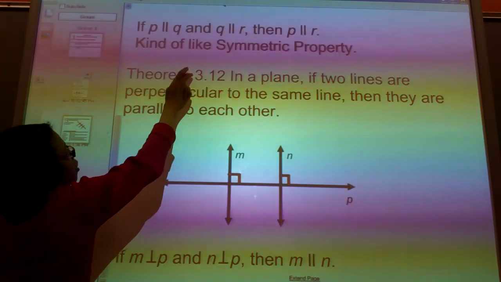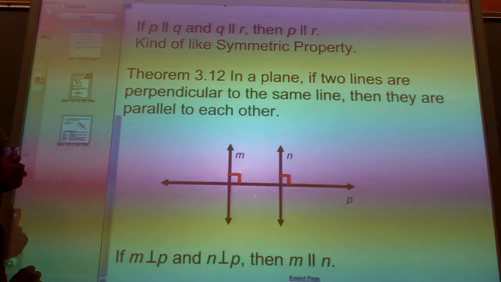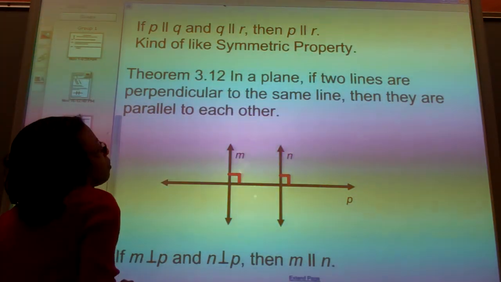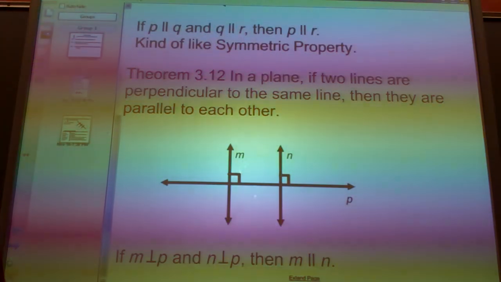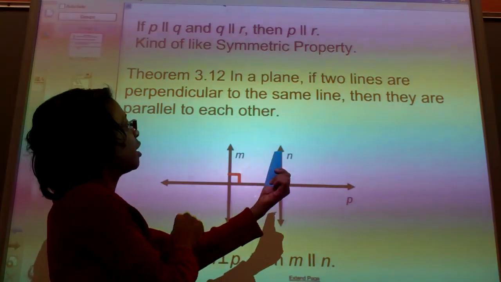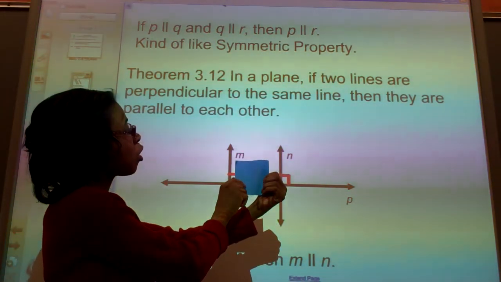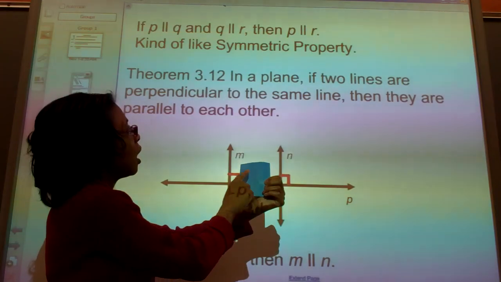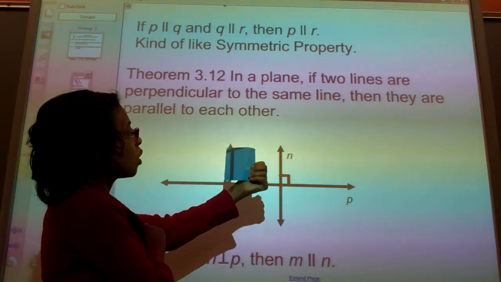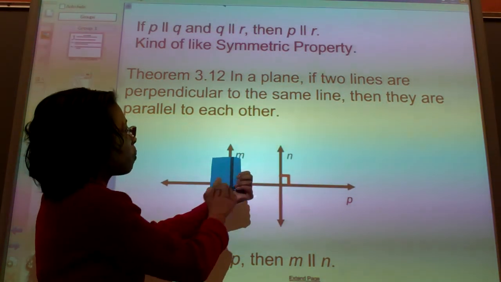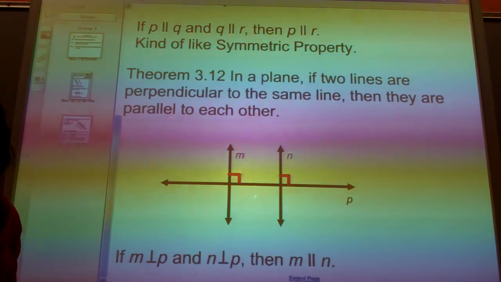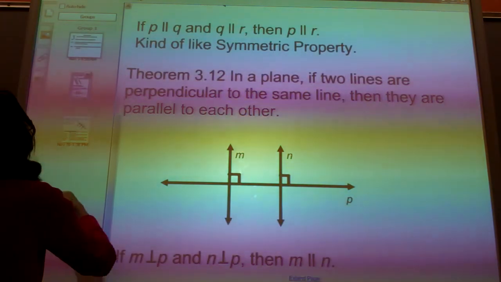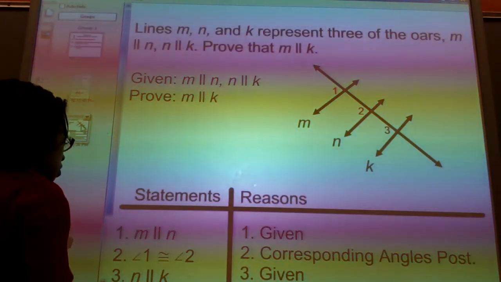Again, this theorem 3.12 does not have a name, but you need to know the definition in a plane. We're talking about a plane. So if I have a sheet of paper on a plane here, and I have two lines drawn on the surface, and I know that M and N are perpendicular to P, that means that M and N will be parallel to one another. And finally, the proof that's in your book.